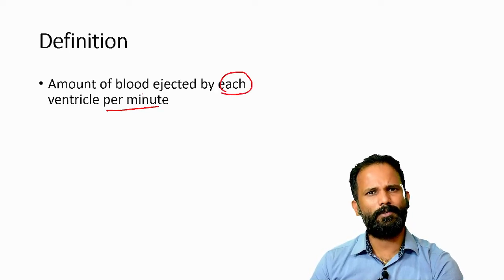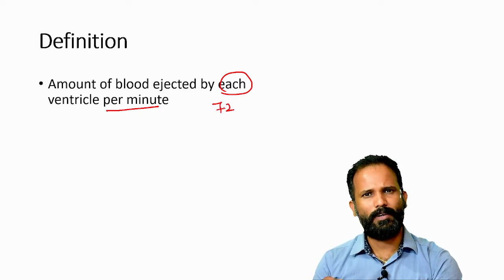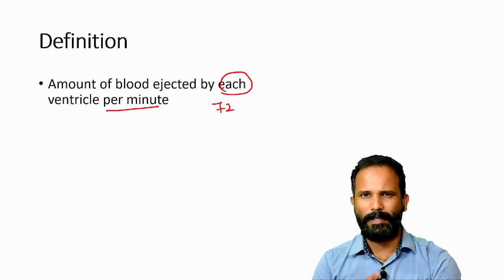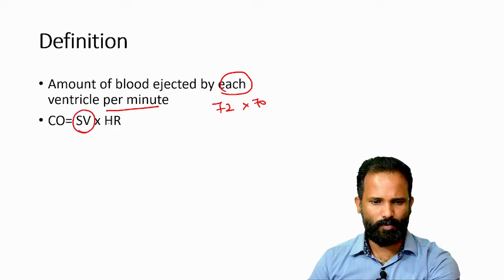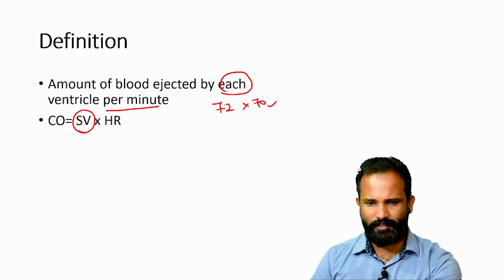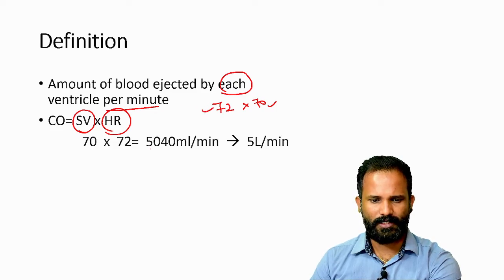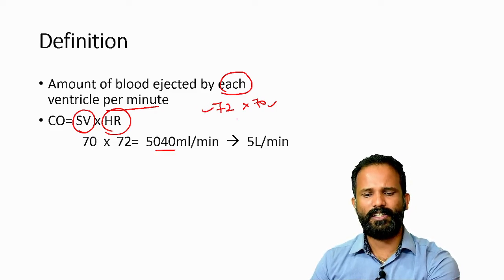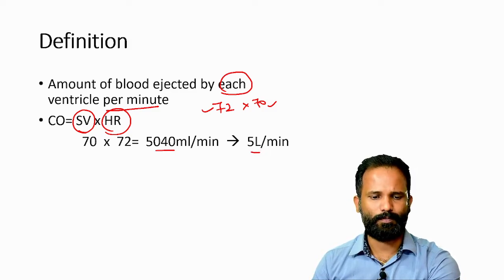So how many beats per minute? 72. And how much volume of blood will be ejected per beat? 70 ml. So we'll see that. Cardiac output is equal to stroke volume, which is 70, times heart rate, which is 72. So 70 into 72 is around 5040, approximately 5 liters per minute is the cardiac output.